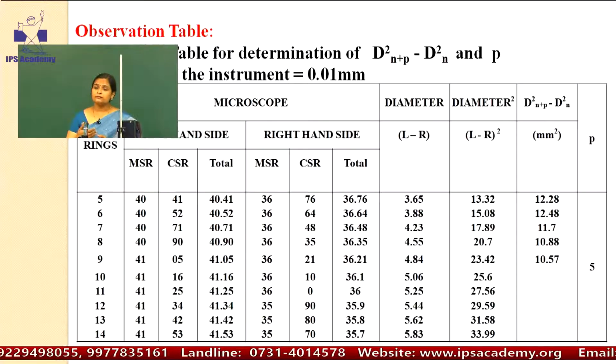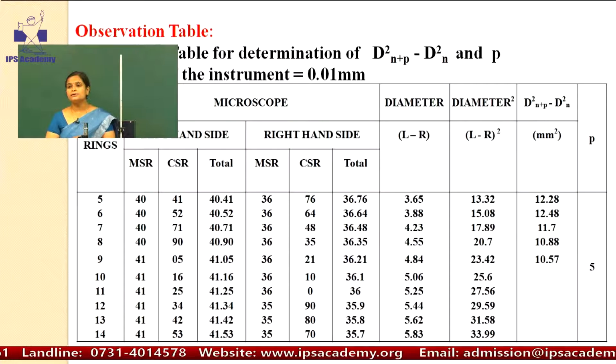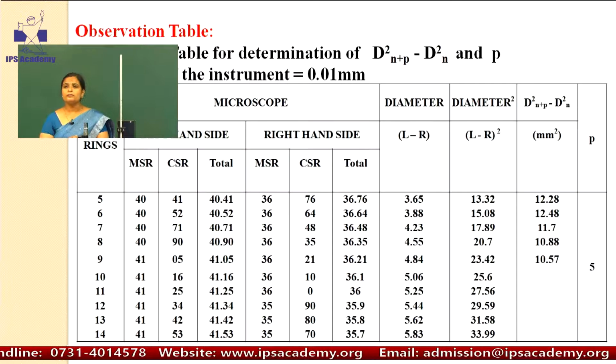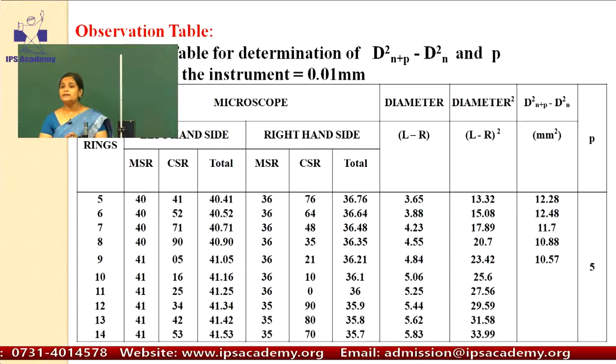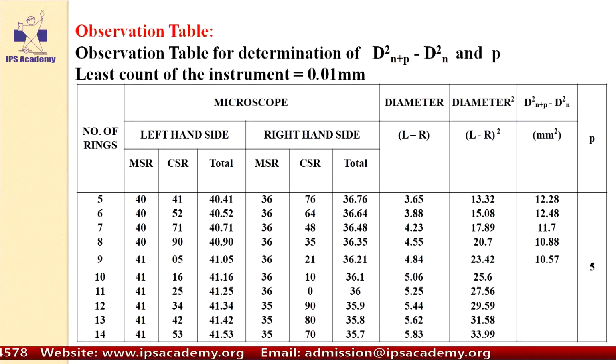Now, find out the square of all the diameters of the rings from the 5th to the 14th ring. So, it will be like this. Then the most important part is this formula, that is D square n plus p minus Dn square, how it should be calculated. So, this n is the number of the ring.